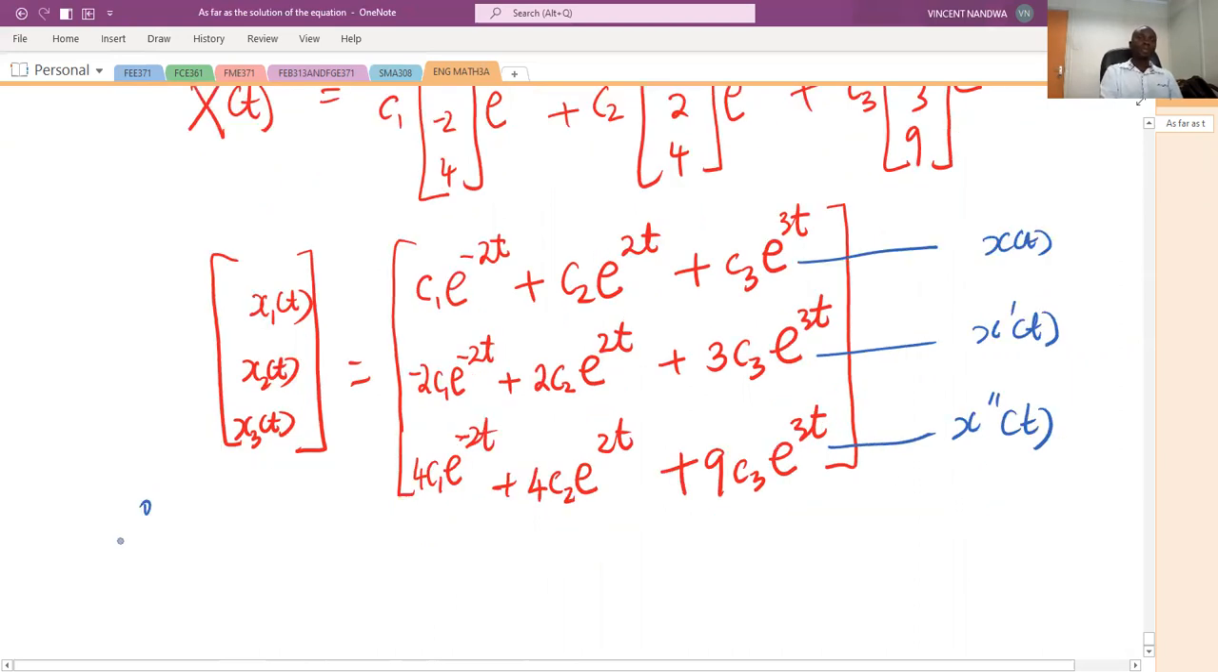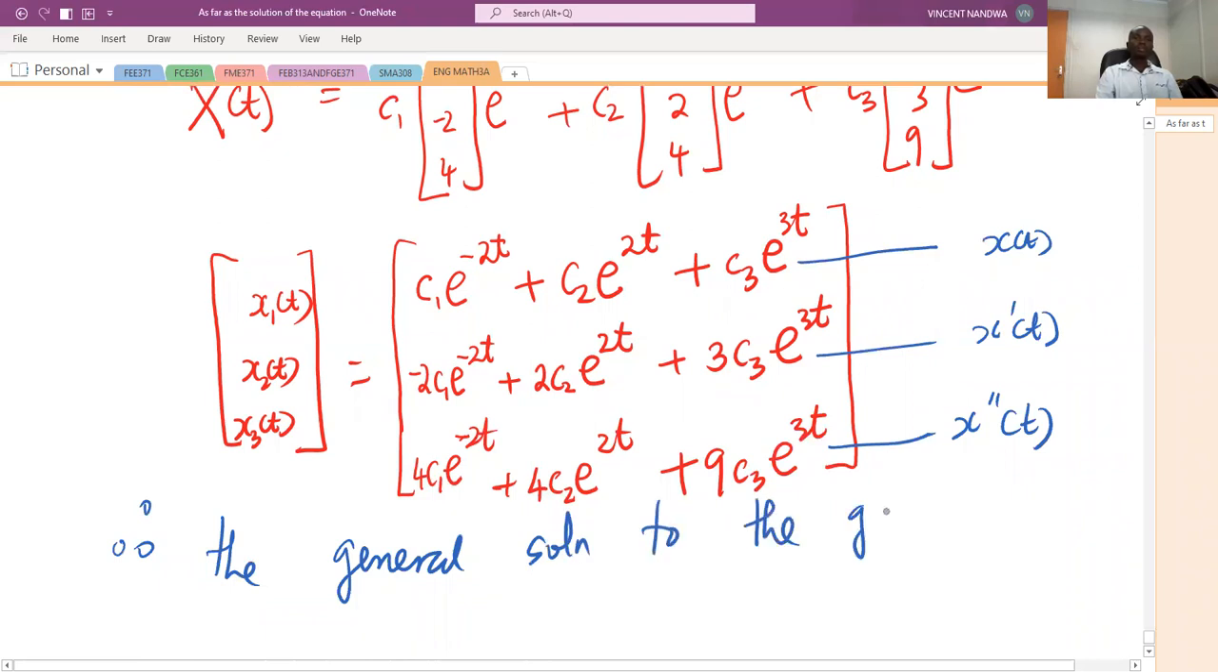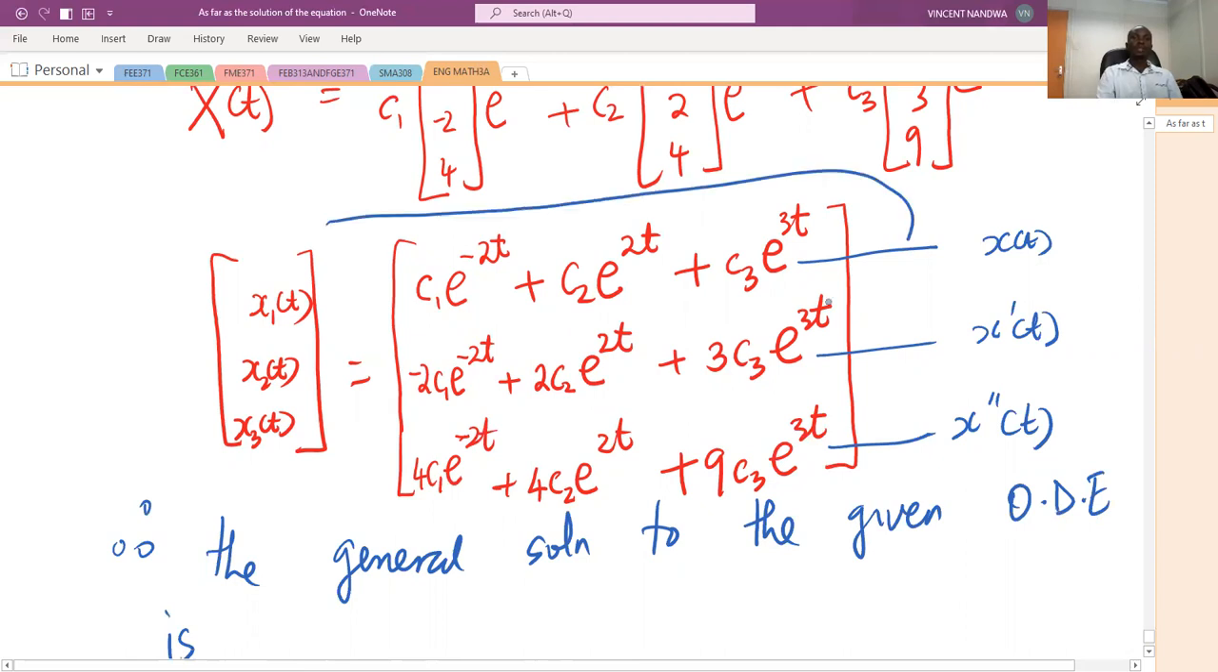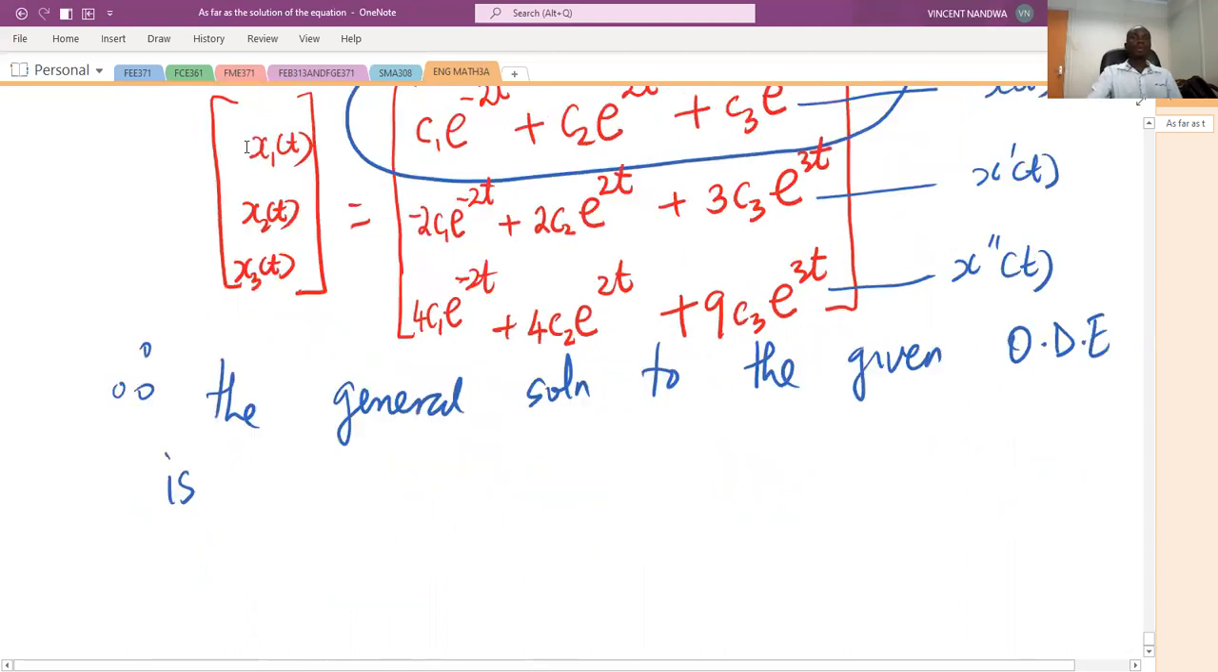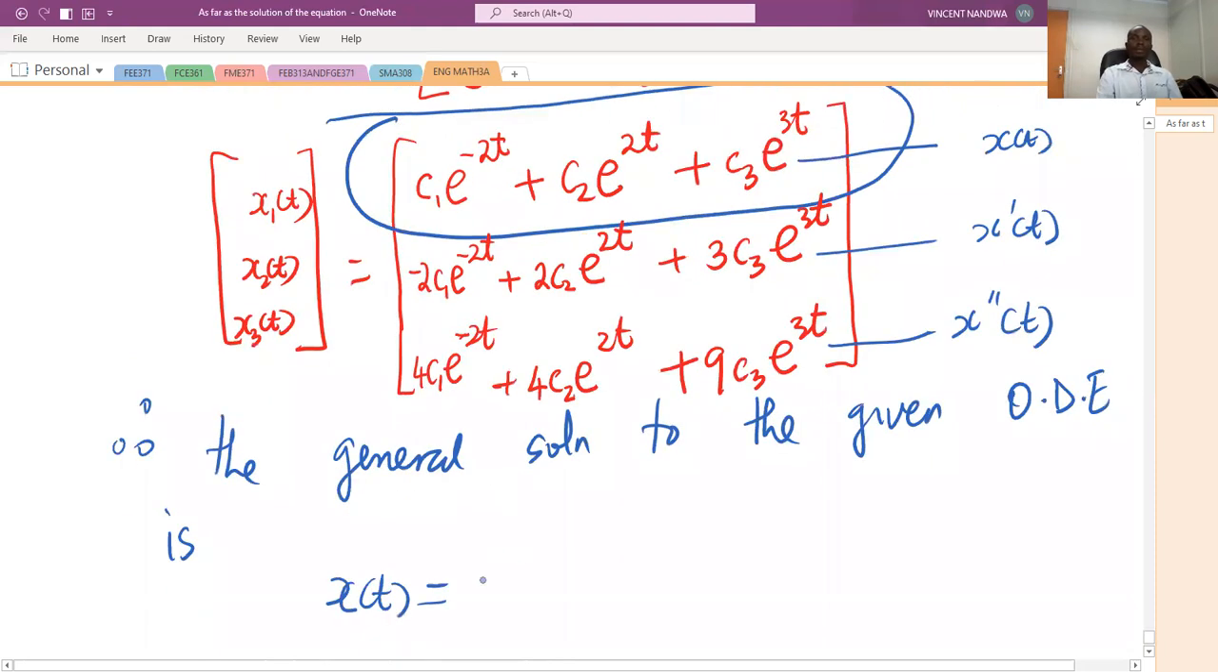So therefore, the general solution to the given problem is, we pick the first row. That's what defines the solution to the problem. So x of t is given by c1 e raised power minus 2t plus c2 e raised power 2t plus c3 e raised power 3t.